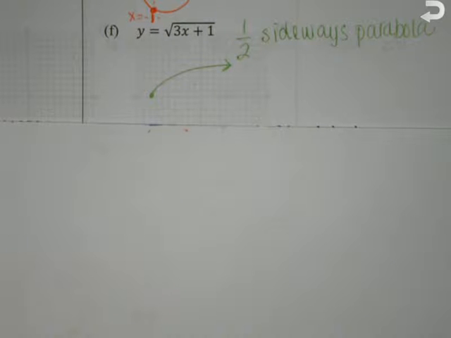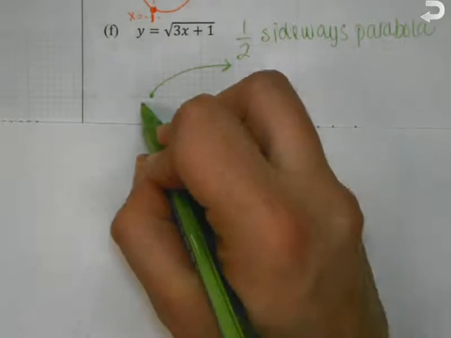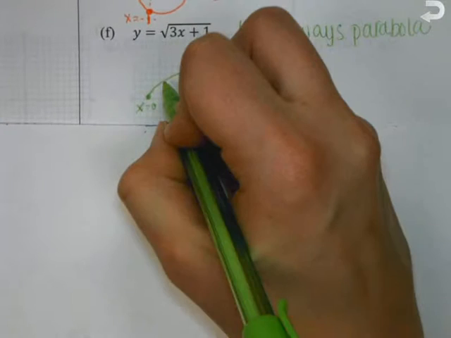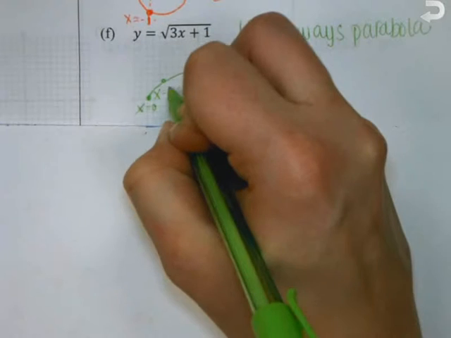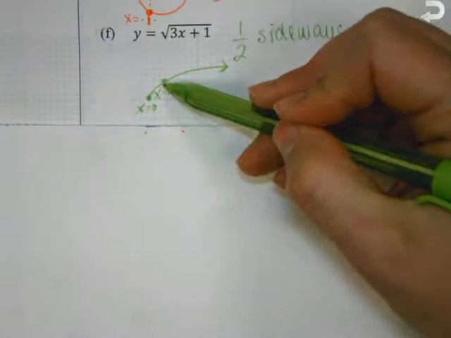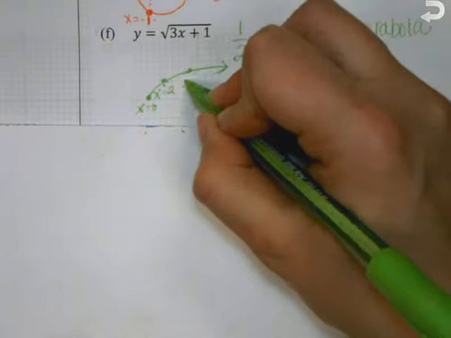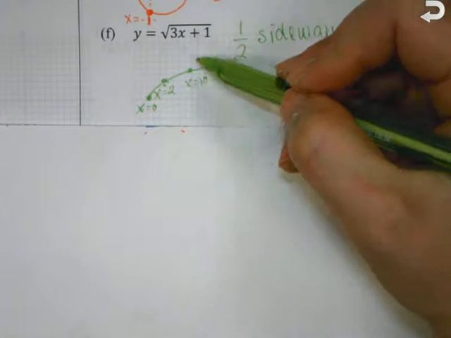Would this one be a function? Let's say this is x equals 0. There's only one y point right there. What about here at x equals 2? Is there more than one y? No. What about here, let's say that's x equals 10. How many y's are there for that one? Still just one. So is this one a function? Yes.